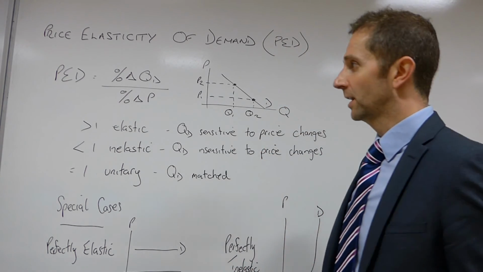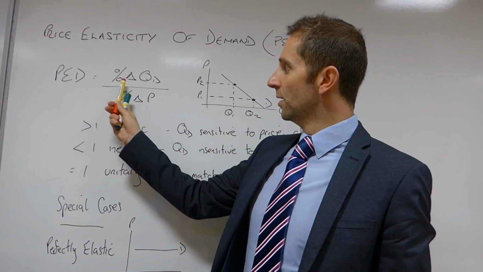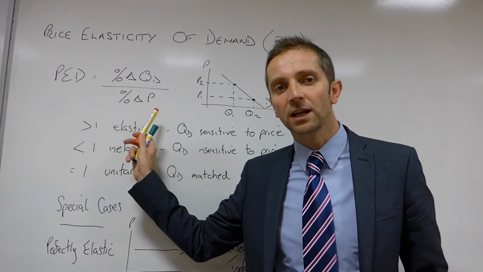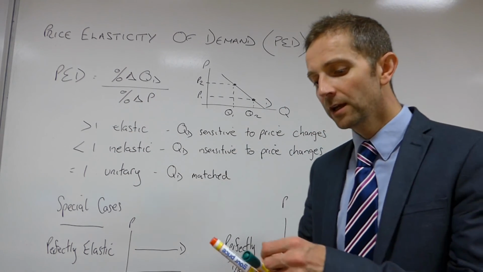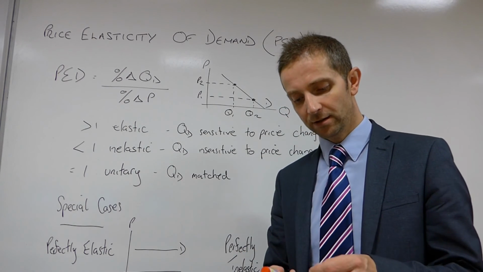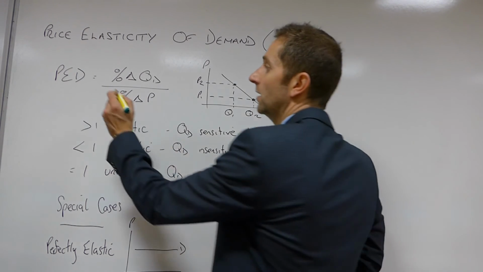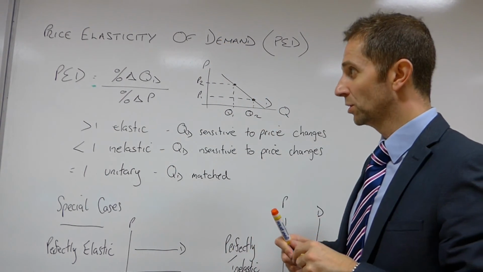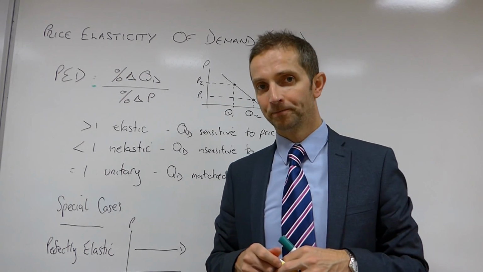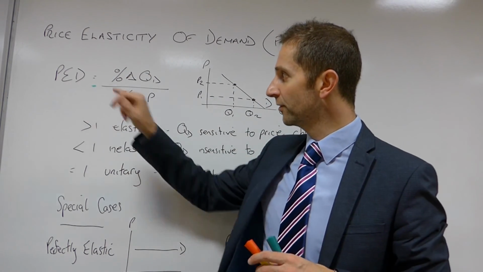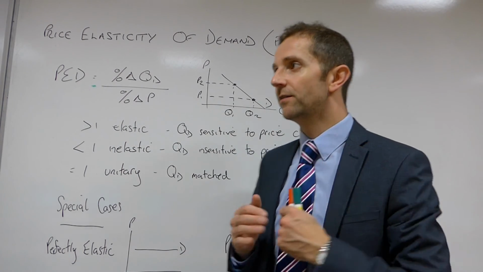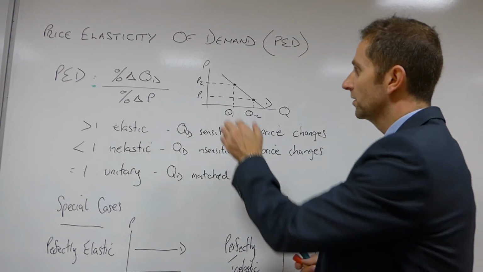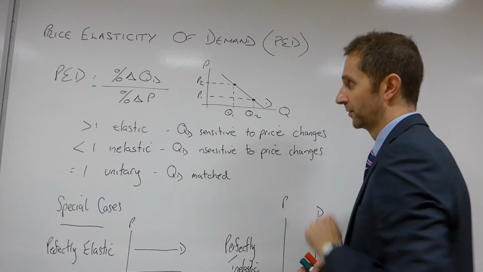So the equation for calculating PED, as you can see, is percentage change in quantity demanded divided by the percentage change in the price. Now, whenever you calculate the PED, it always should be shown, unless it's very exceptional circumstances, as a minus value. So we stick a minus sign in front of that percentage change in QD divided by the percentage change in price. Why is that? Well, consider the slope and the shape of the demand curve.